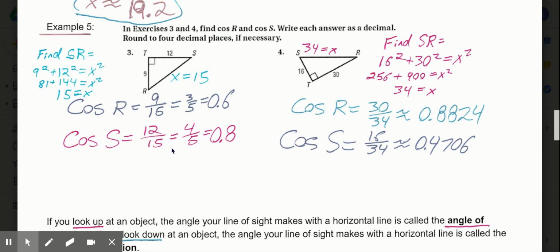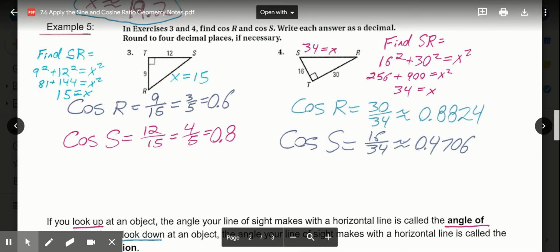So for the cosine of r, it's going to be the adjacent over hypotenuse, so 9 over 15, which is 3/5 or 0.6. And then the cosine of s, our adjacent over hypotenuse, 12 over 15, which is 4/5 or 0.8.